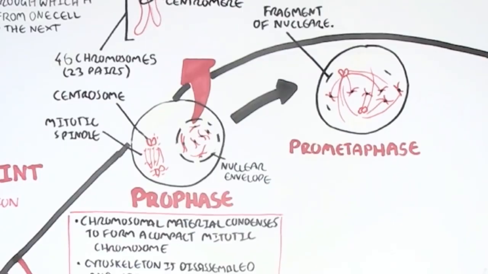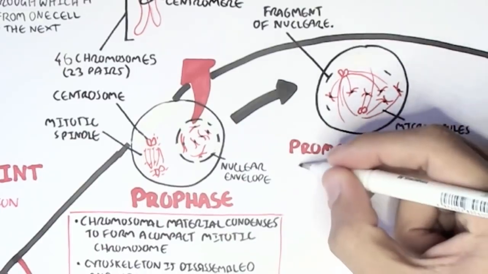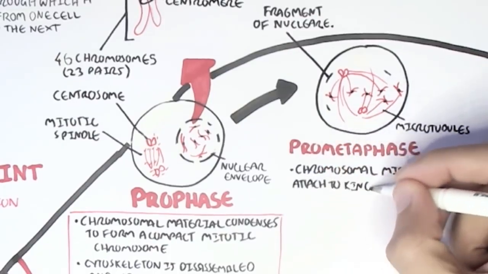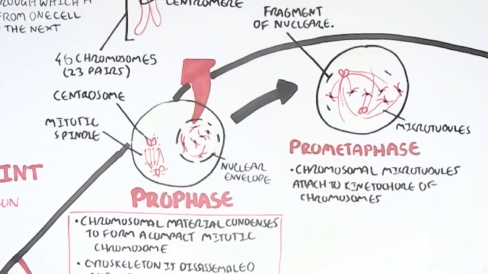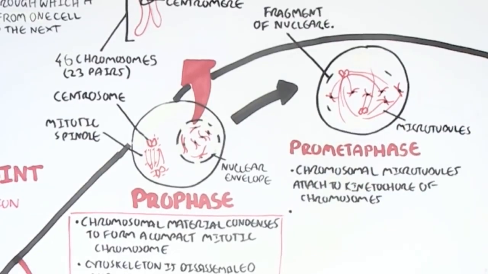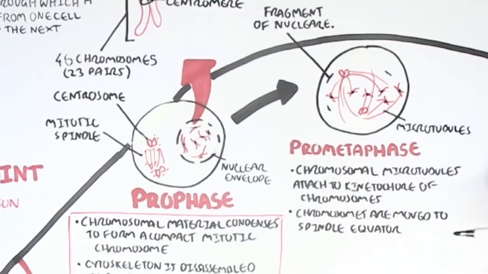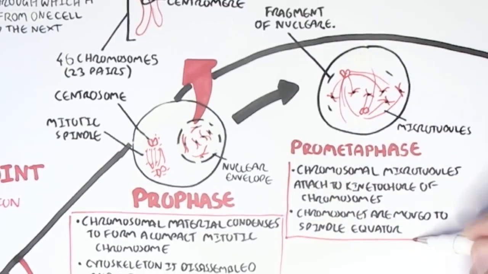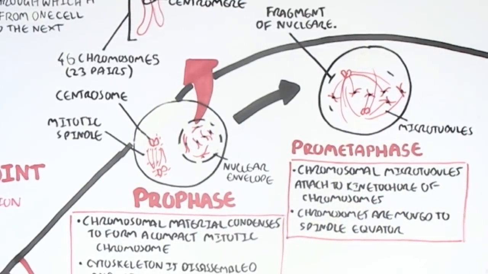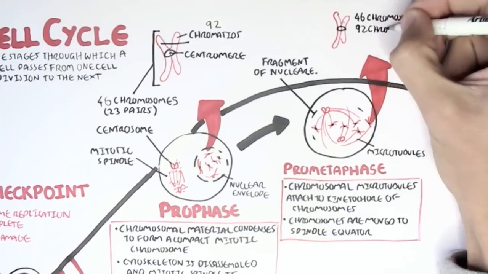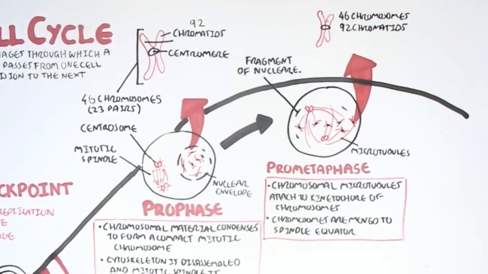The centrosomes will form the mitotic spindle by shooting out microtubules that will connect to the centromere of the chromosome, the middle part of the duplicated chromosome. So during prometaphase, the chromosomal microtubules attach to kinetochores of the chromosomes. Chromosomes are then moved to the spindle equator, which is the middle of the cell. Looking at the genetic material during prometaphase, it will still have 46 chromosomes and 92 chromatids.